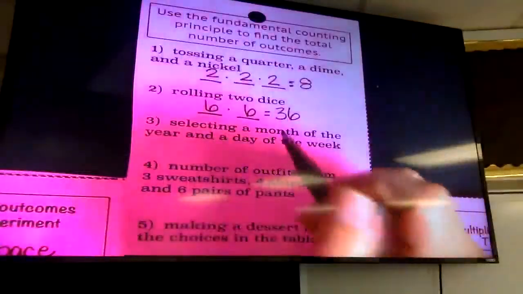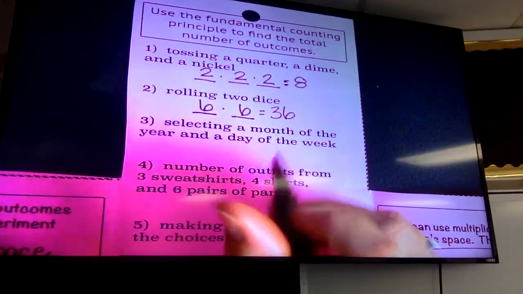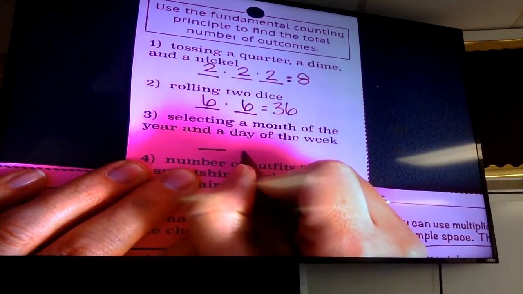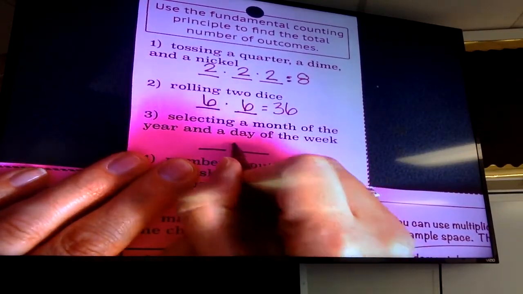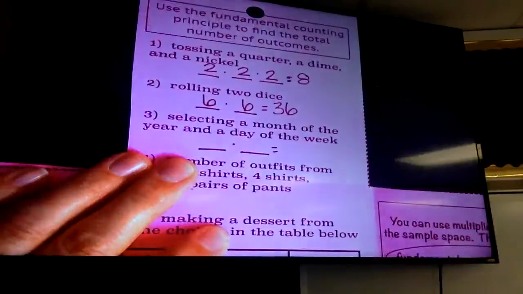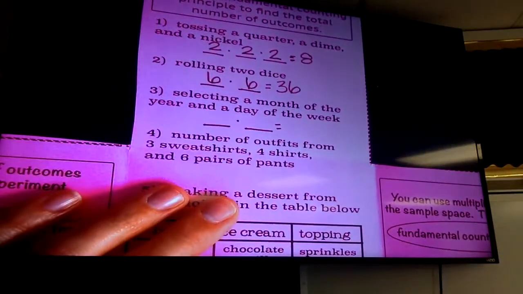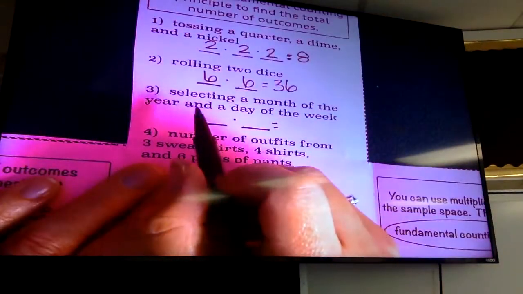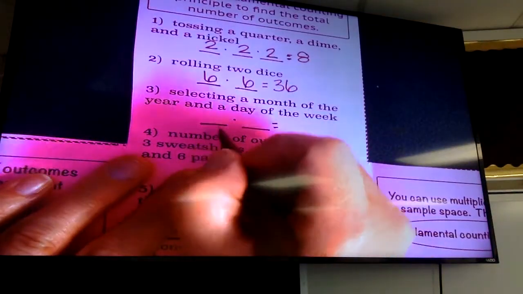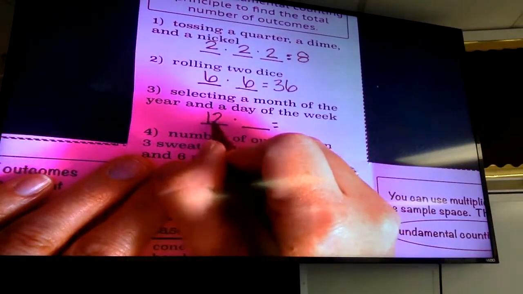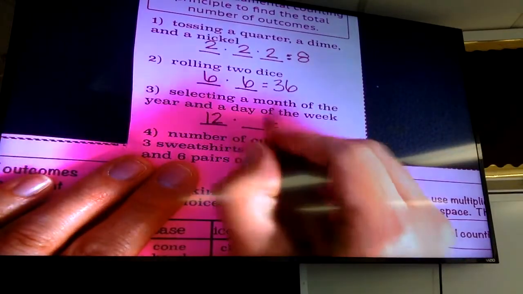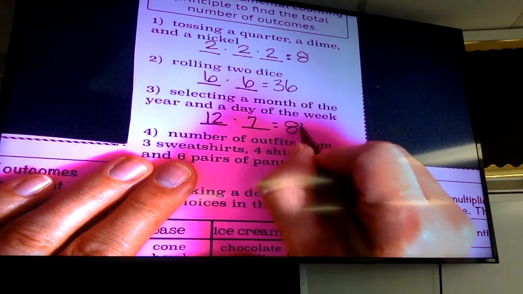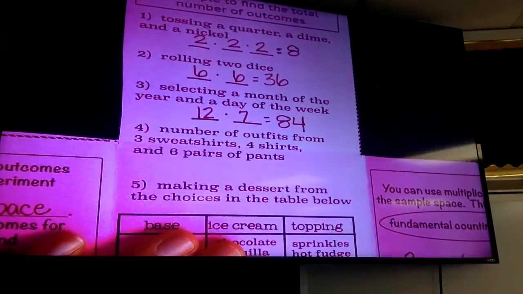Okay, let's try again. Selecting a month of the year and a day of the week. I'm selecting 2 things, a month of the year and a day of the week. So I'm drawing 2 lines, multiplication in between, equals at the end. How many months are there in a year? There are 12 months in a year. How many days are there in a week? There are 7 days in a week. So I find out there are 84 total possibilities.